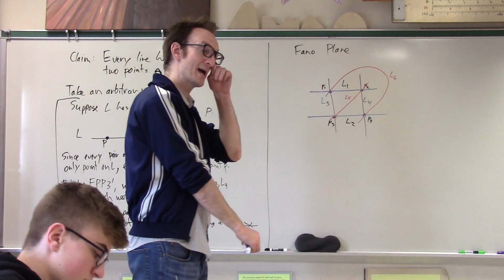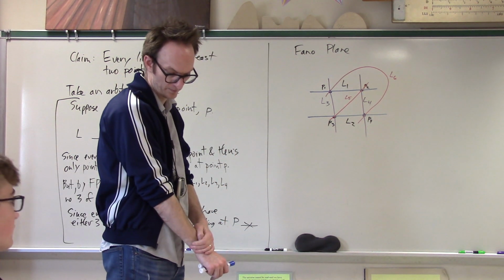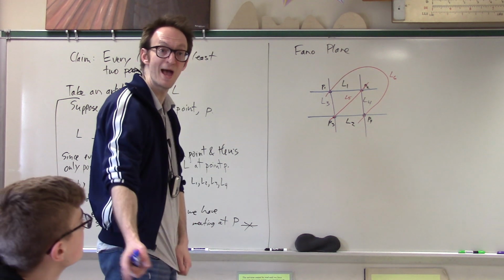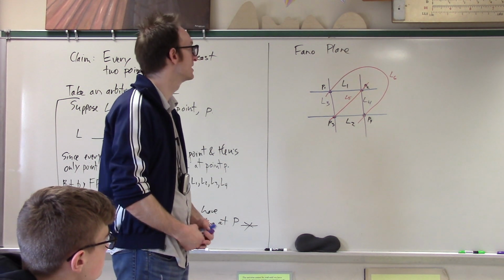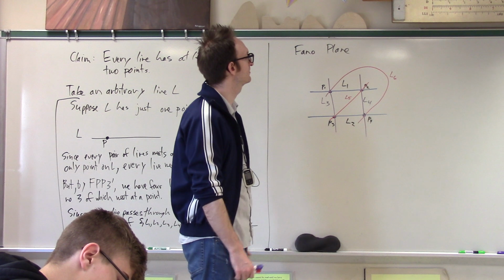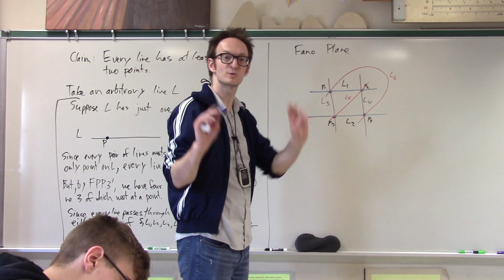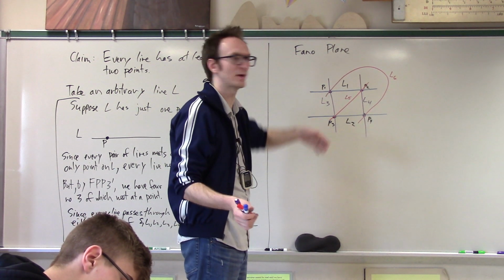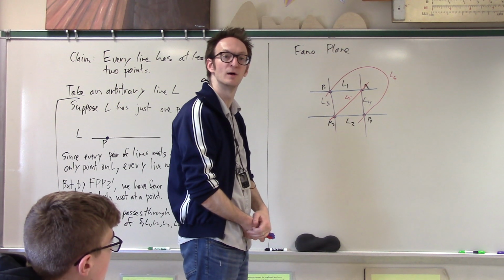What axiom does it violate? There are lines that don't meet. Yeah, every 2 lines must meet at a point. And so the ones that are violating the axioms at this moment are the ones that are drawn to be parallel, right?